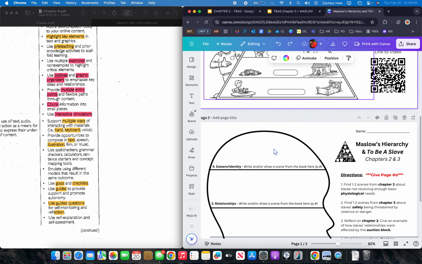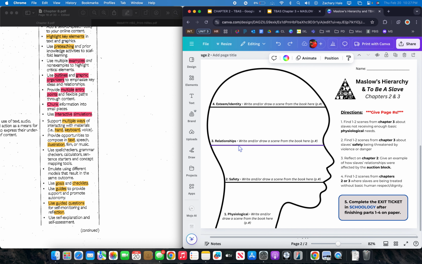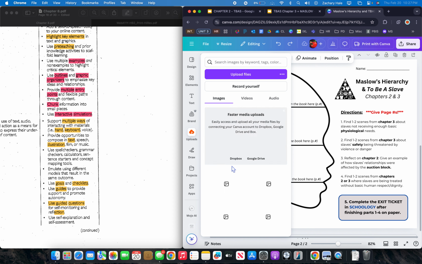Within this assignment as well, I tried to give some more student choice and flexibility for showing learning. So students were given the opportunity to write and or draw scenes from the book that show where enslaved people are being denied their basic physiological needs, their safety and security, where their relationships are being taken away or torn apart, and then how does that affect their self-esteem and identity, and ultimately their ability to reach fulfillment.